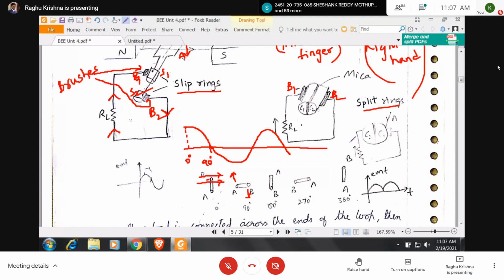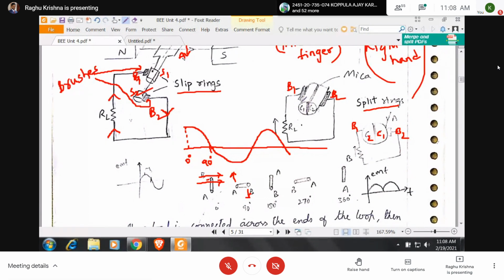See here, after 180 degrees, C2 comes here, C1 comes here, and here you can see B1, B2 brush. This is the B2 brush. So the positions of the brushes to the conductor change after 180 degrees. In this way we are going to get a DC output voltage. So here these are split rings. Split rings means the ring is divided into two parts and insulated by mica.